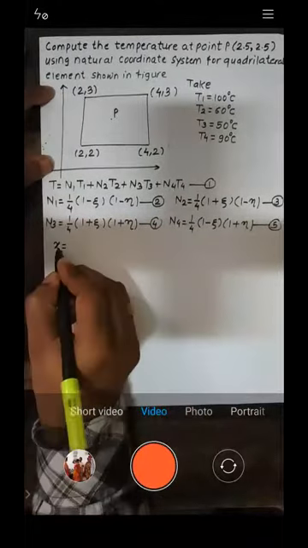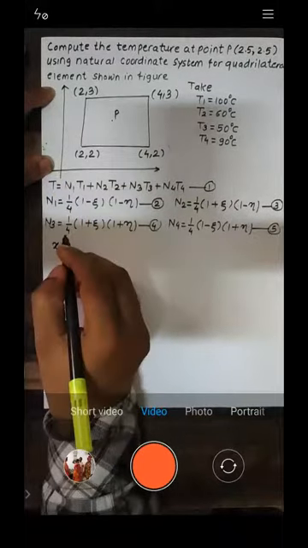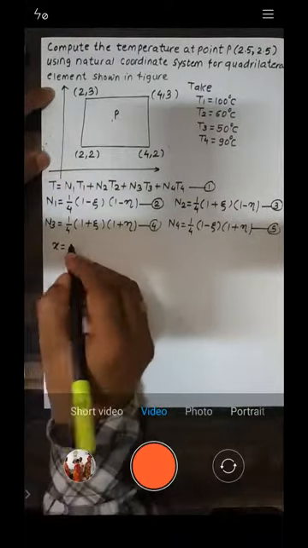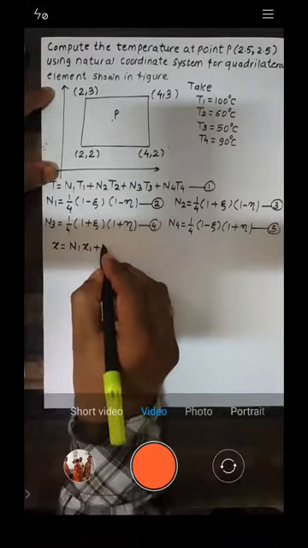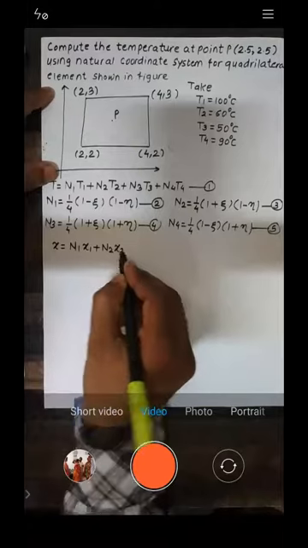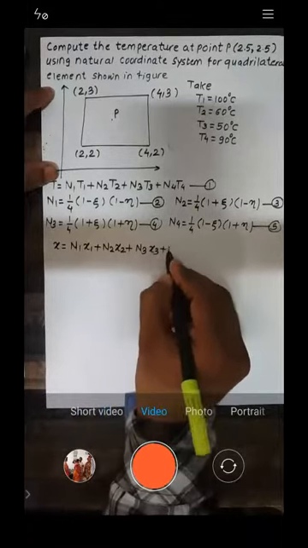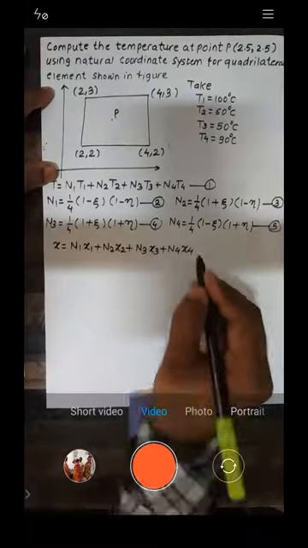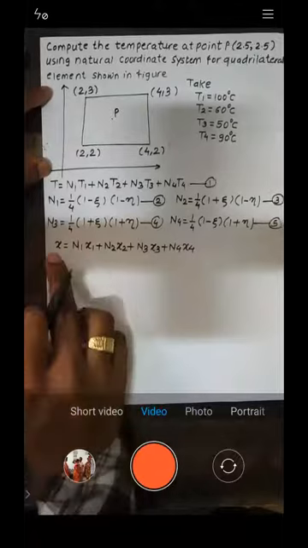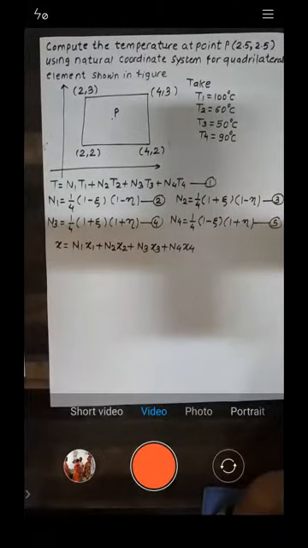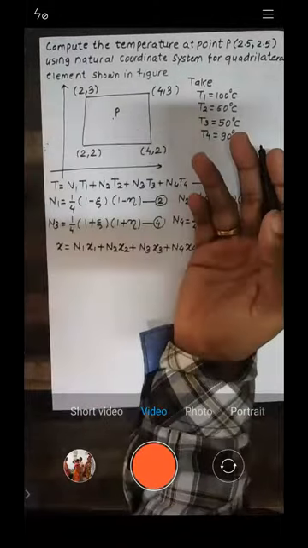Can I write down the same equation for x? X coordinate, x is equal to N1 x1 plus N2 x2 plus N3 x3 plus N4 x4. Is it okay? Yes or no? The equation which I wrote for t, the same equation I am writing for x, right? Because for every point I know the x coordinate. That's why I'm writing the equation.